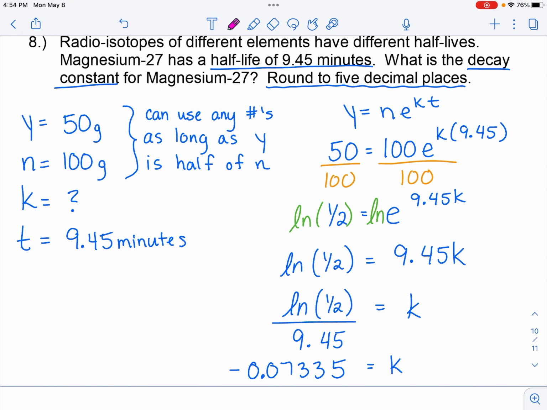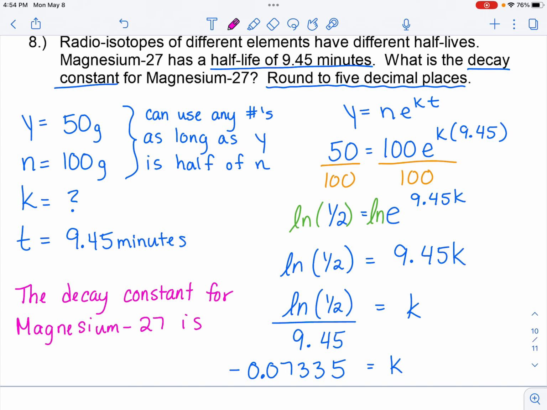All right, sentence for a final answer, I can say the decay constant for, and we can get specific here, magnesium-27 is negative 0.07335. Now there's no unit there because it's just a constant, okay? So that's my final answer.